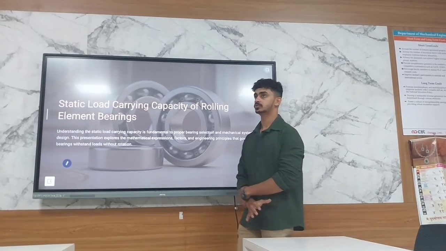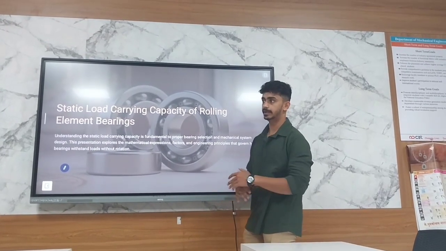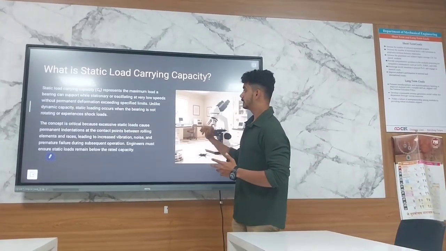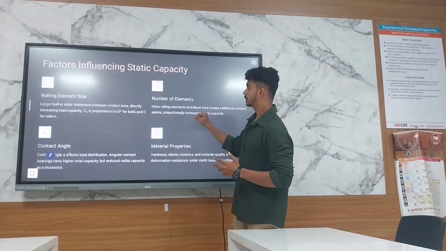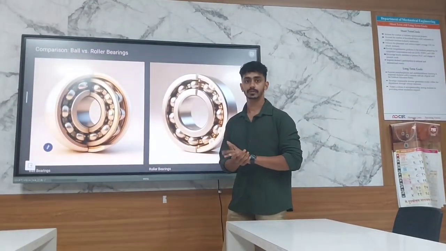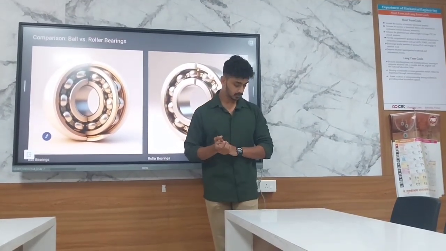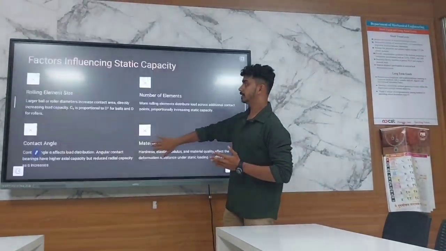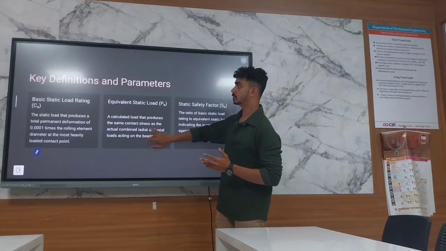So today I will be presenting the topic: static load carrying capacity of a rolling element of bearing. As we know, some bearings have less load carrying capacity. Here is what a bearing looks like. This is a bearing, but the most important thing for it is its load carrying capacity, because we don't know how much load it can resist. So let me give you a basic introduction to our topic.